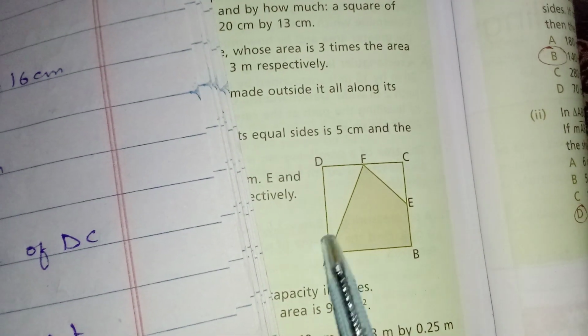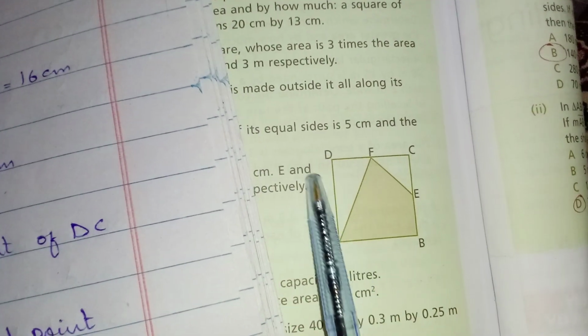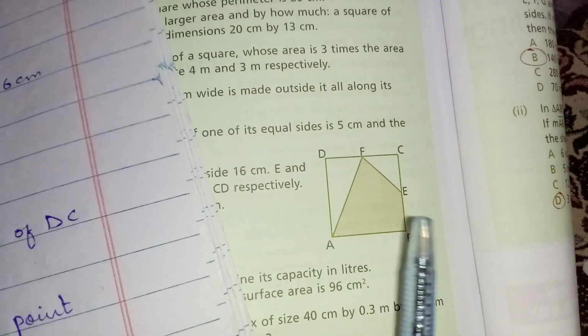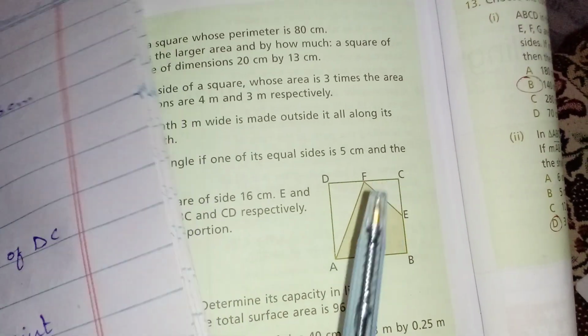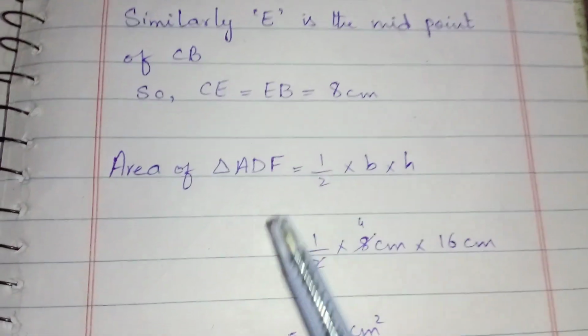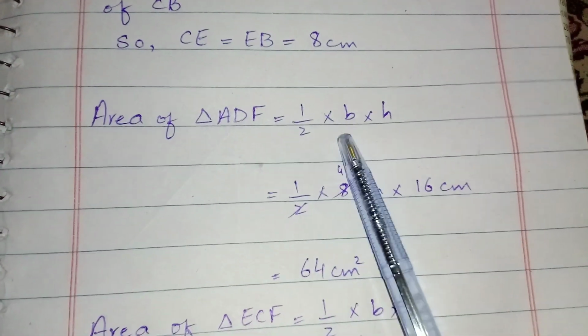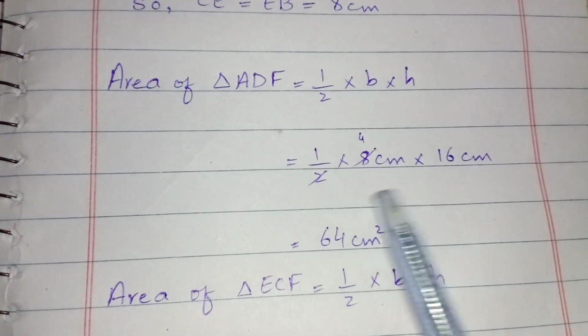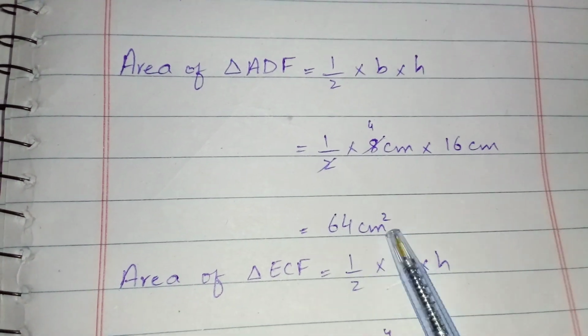Now we have to find the area of triangle ADF. So its height is 16 centimeter and base is 8 centimeter. So 1/2 base into height is the formula of area of the triangle. So area of triangle ADF is equal to 1/2 base into height, 1/2 multiplied by 8 centimeter multiplied by 16 centimeter. After cutting we get the answer 64 centimeter square.